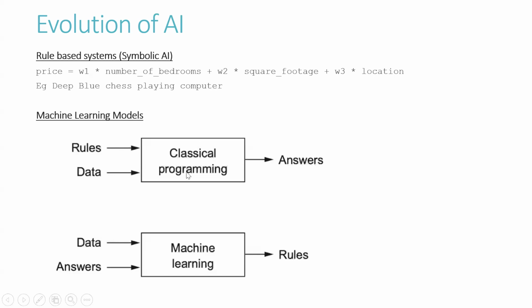And when I train a machine learning model, it will understand automatically that the flat or the house which is in Delhi will definitely cost more, because we have trained it with some data. The rules it will automatically create by itself. So this is the difference between the earlier symbolic AI and the modern AI.